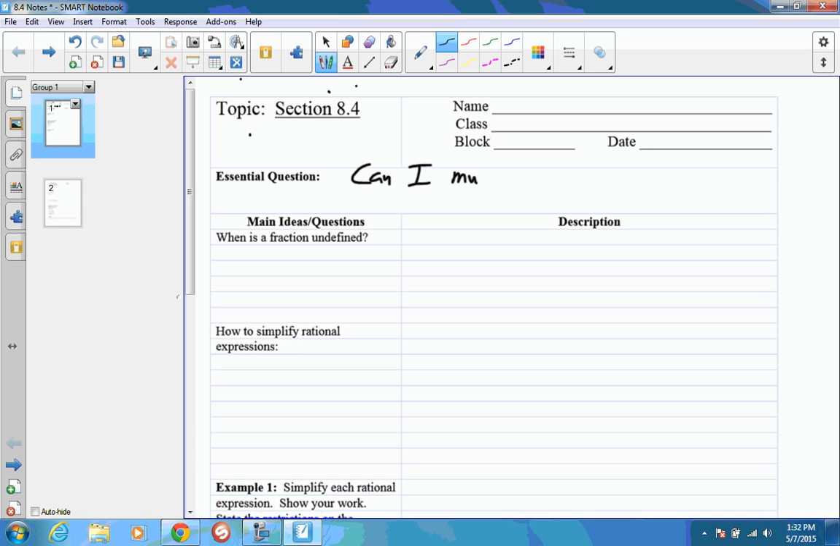Multiply. Divide. And simplify. Rational expression. Okay, so when I simplify, including multiplying and dividing and everything that goes with that, when I'm dealing with rational fractions, this will be true for adding and subtracting as well.